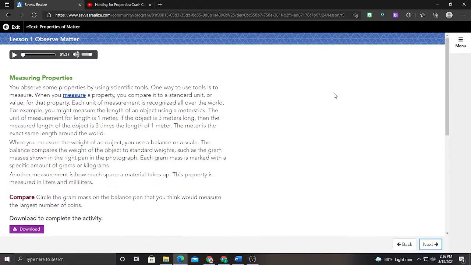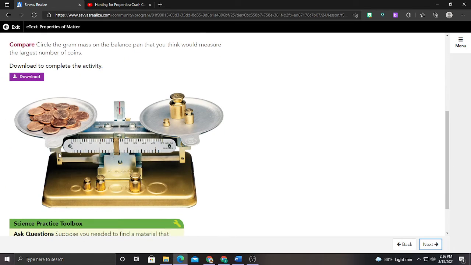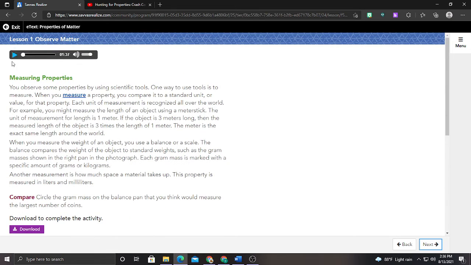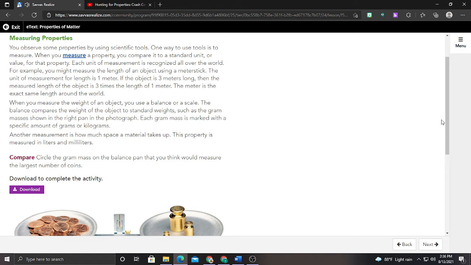Measuring properties. Now, I want everyone to pay attention, and we're actually going to do something similar in class because I have my own balance where we're going to be able to weigh stuff, so pay attention. Measuring properties. You observe some properties by using scientific tools. One way to use tools is to measure. When you measure a property, you compare it to a standard unit or value for that property.